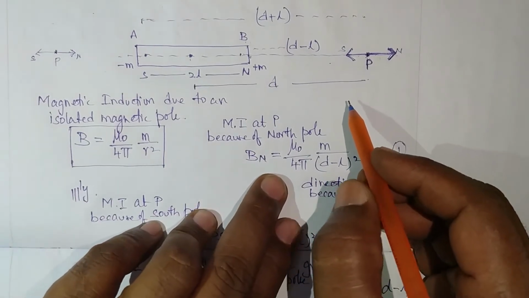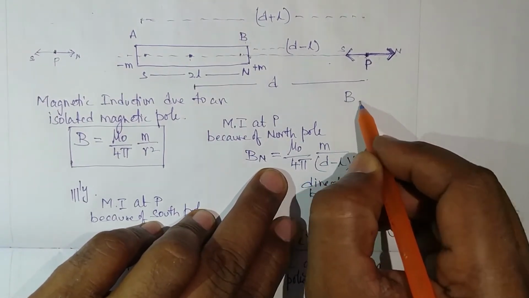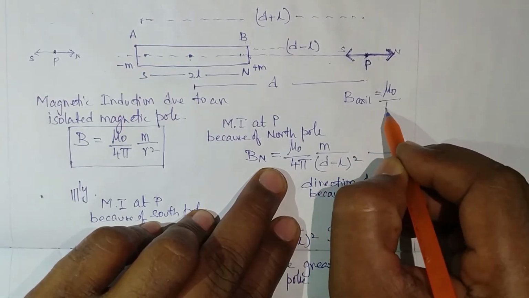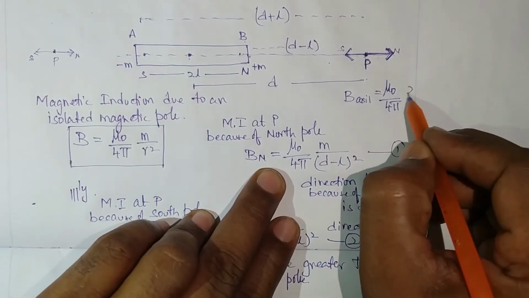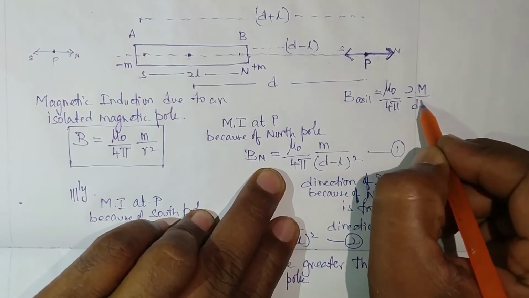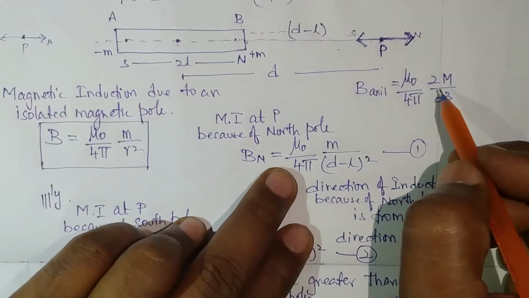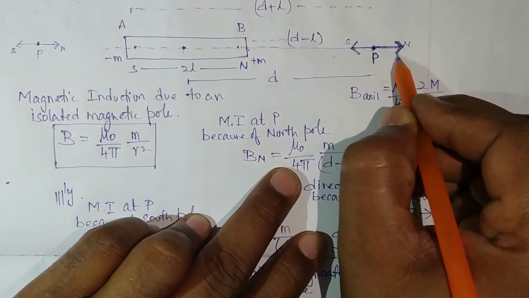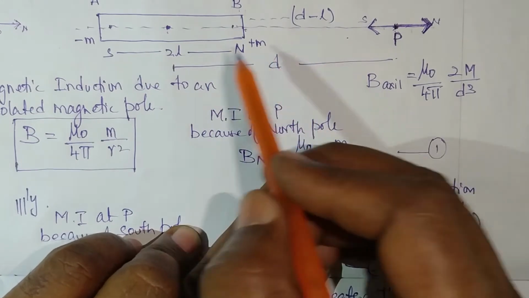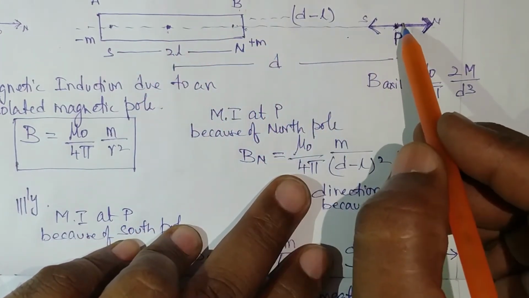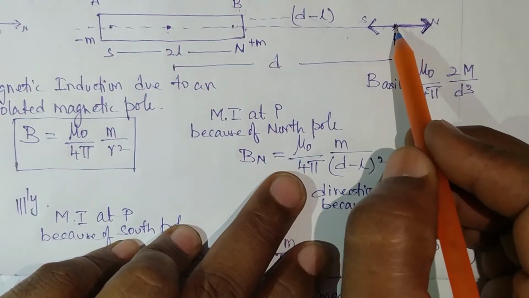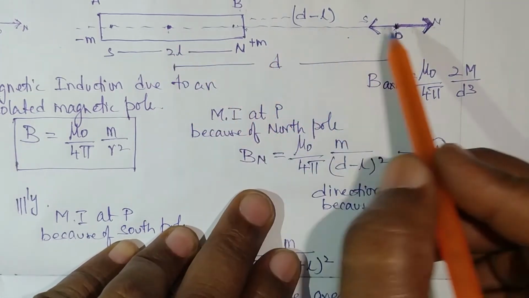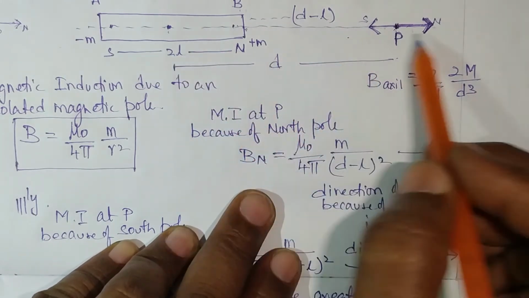So finally, the magnetic induction on the axial line of a bar magnet is given by the formula mu naught by 4 pi, 2M by d cube, and the direction of magnetic induction is in the direction of the magnetic moment of the bar magnet. So the direction of magnetic moment is from south to north pole. So at this point also, the direction of magnetic induction at this point on the axial line due to the bar magnet is from south to north pole.